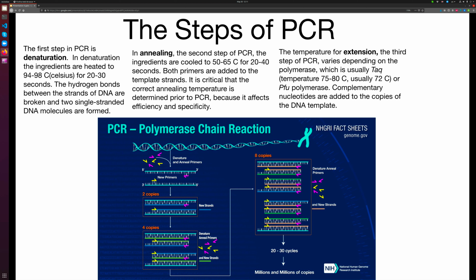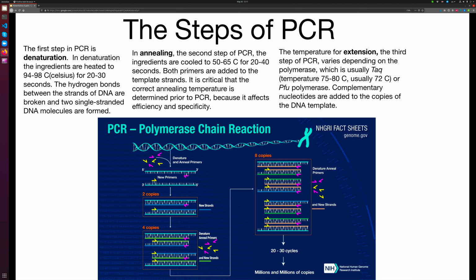In annealing, the second step of PCR, the ingredients are cooled to 50 to 65 Celsius for 20 to 40 seconds. So in annealing, you're adding this pink and yellow primers to these disconnected long strands. So now that you have the disconnected long strands, you can add the primers, which are in turn helping the polymerase enzyme.